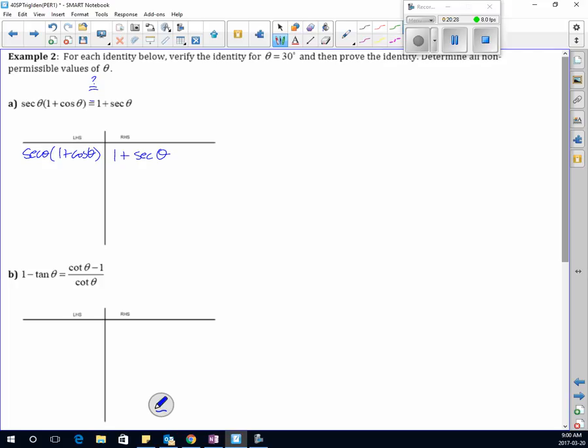So what's secant theta equal to? 1 over cos theta. And then this is times 1 plus cos theta. Yes? Okay, so what should we do now? Yeah, it actually times it. Perform the operation that it says. So we're going to multiply this into both. Remember, this is over 1. So what do we get when we multiply that? 1 plus cos theta over cos theta.